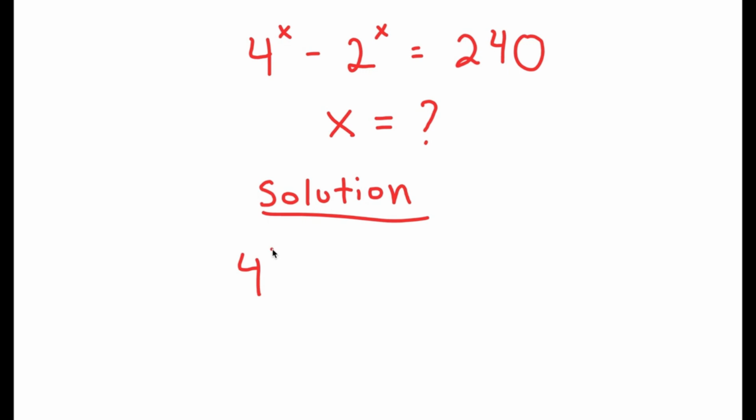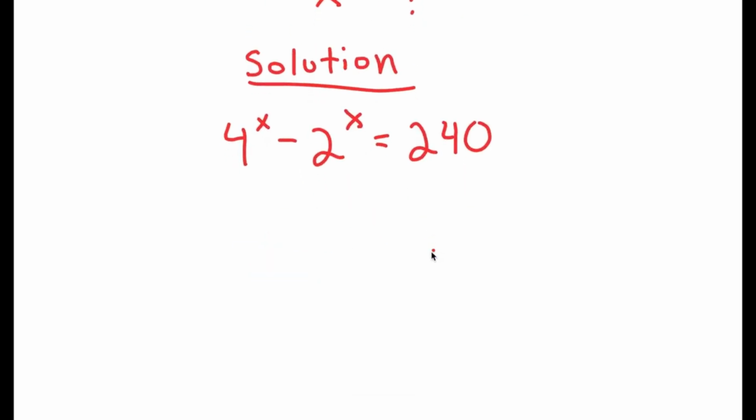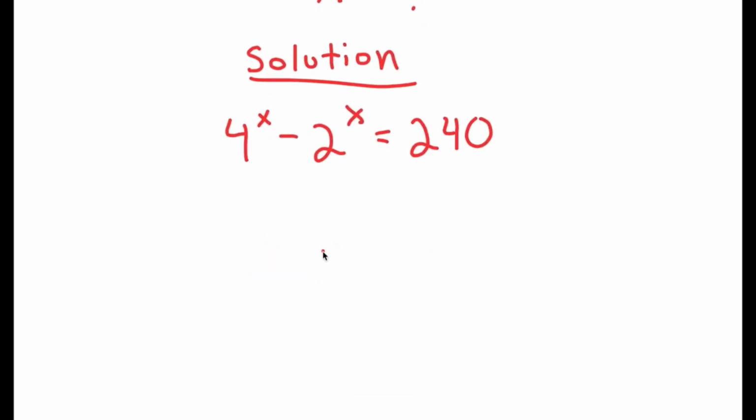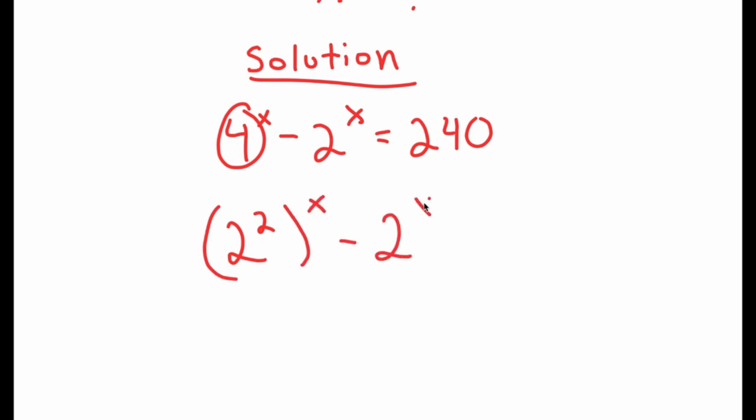So I'm going to first start with my equation 4 to the power of x minus 2 to the power of x is equal to 240. And from here, I'm going to rewrite 4 as 2 squared. So I get 2 squared to the power of x minus 2 to the power of x is equal to 240.